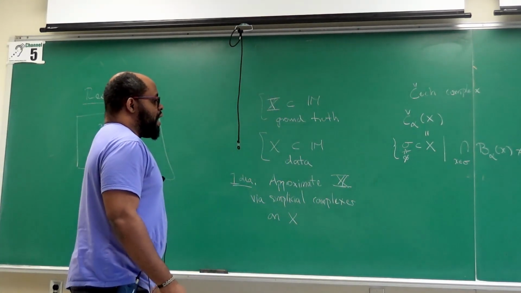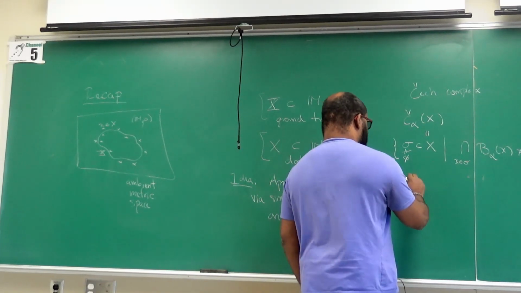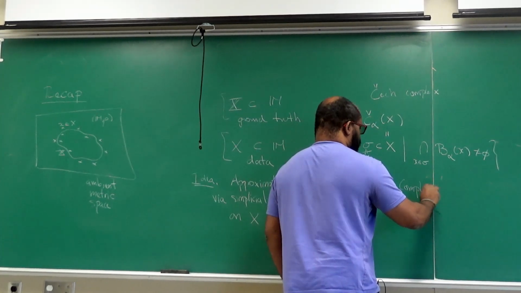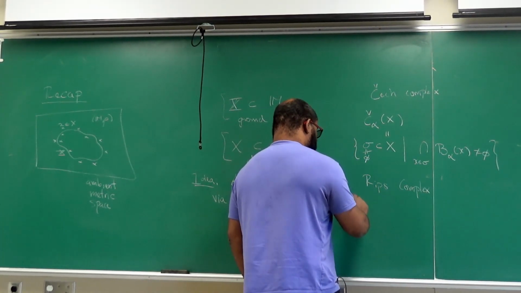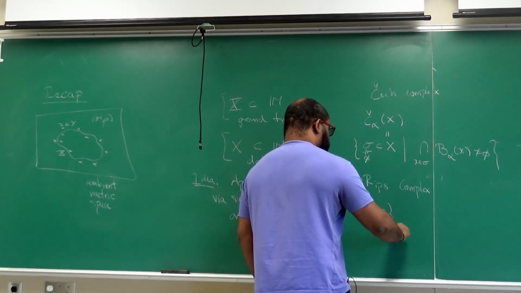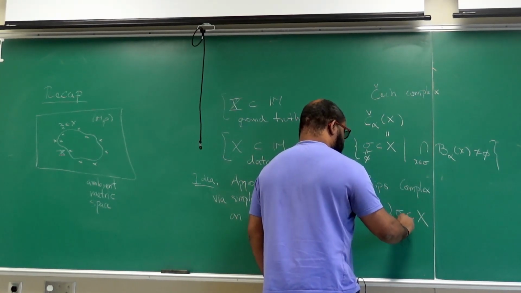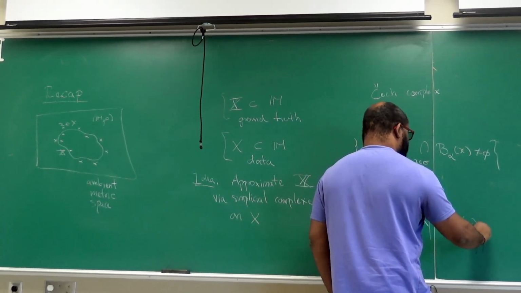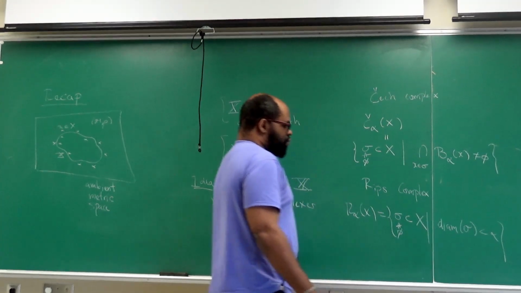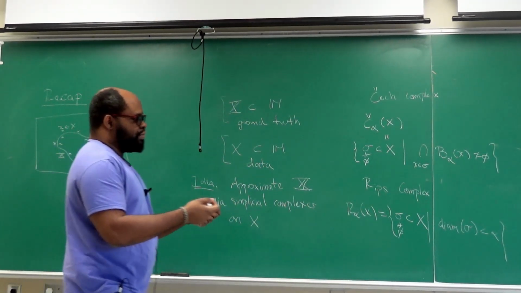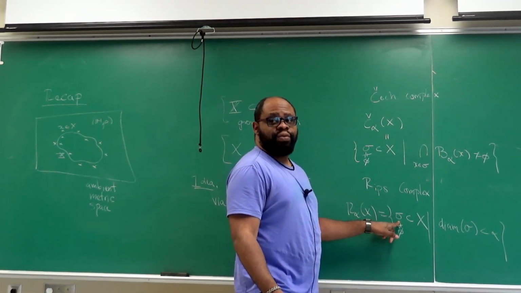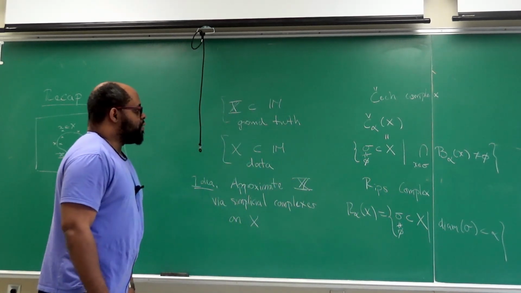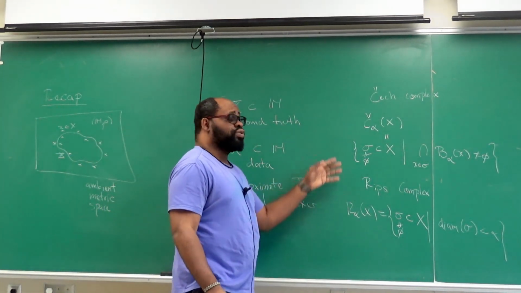We also have the Rips complex, which is the collection of subsets sigma of X, again non-empty, that have diameter less than alpha. So the maximum distance between any two points in sigma is always less than alpha. And we've seen several properties of these constructions.